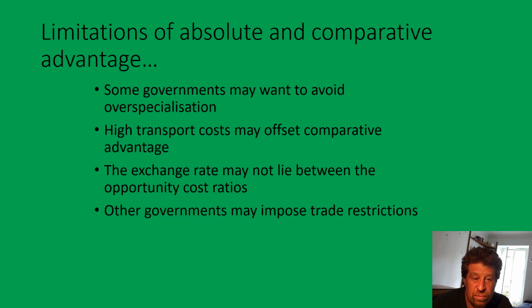Other governments may impose trade restrictions. So one big problem is you can't dictate to other governments. Maybe they decide for their reasons to protect their workers, or maybe because they think they can get advantage through imposing barriers, etc., and they decide to put trade restrictions. We've seen this happen with Trump, for example, who decided to put lots of restrictions on many countries, even the European Union, because he thought it would really benefit the American worker. So that could be a limit to absolute and comparative advantage.